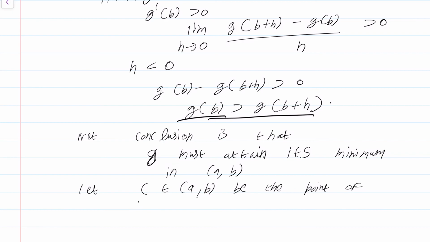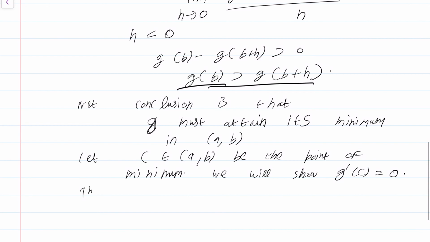Now in the next module we will show g prime of c has got to be 0. Okay, that we will see in the next module. So this will conclude the proof.